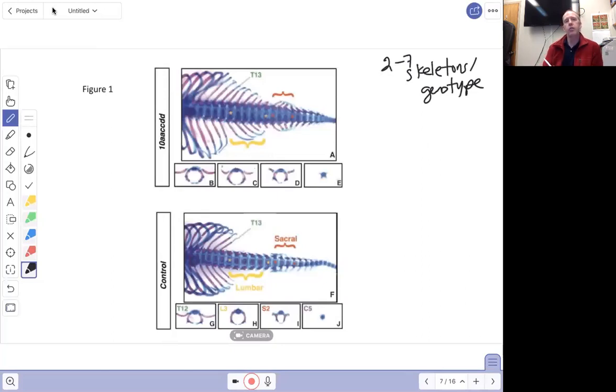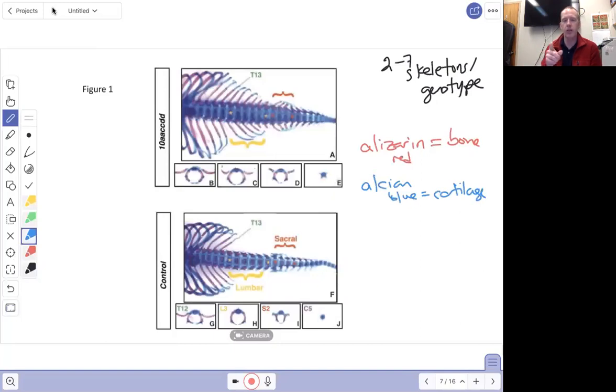And then they used alizarin red, which is a dye that stains ossified or calcified bone. And then Alcian blue, which stains cartilage. So they extract the embryos, they remove the flesh, they stain the bone and cartilage, and that's how we can see what the axial pattern looks like of these skeletons.